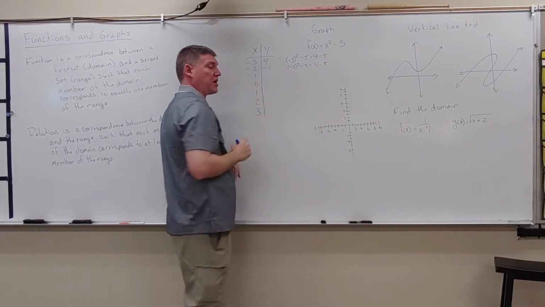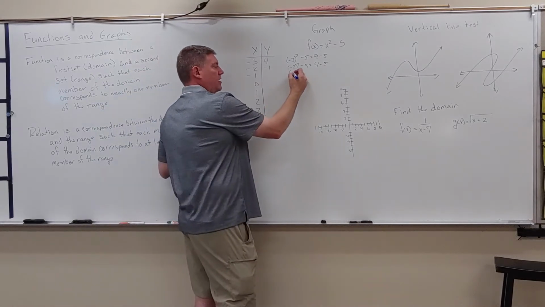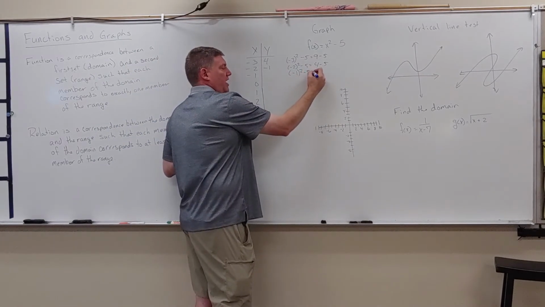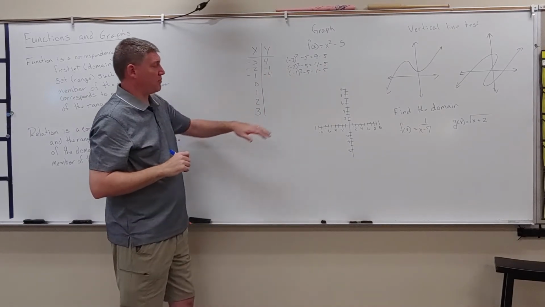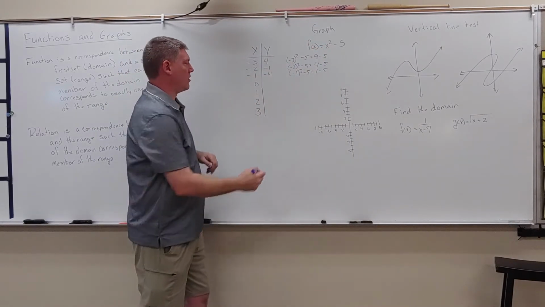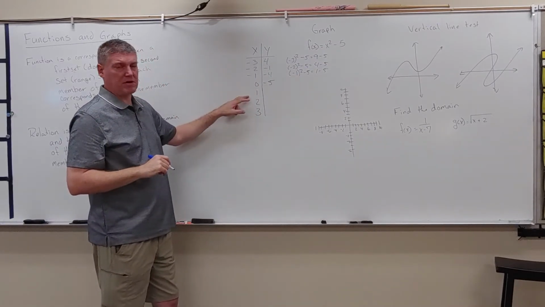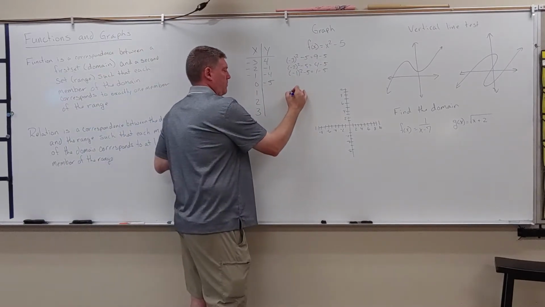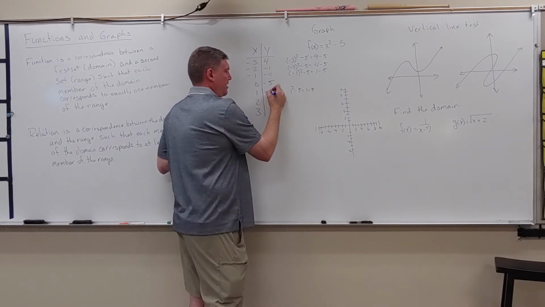That gives me -1. Okay, it's still on my graph. Plug in -1. -1 squared minus 5 gives me 1 minus 5, which is -4. I plug in 0. 0 squared is 0, so that one's pretty quick and easy. So it's -5. Now I'm going to plug in 1. 1 squared minus 5. 1 minus 5 is -4.